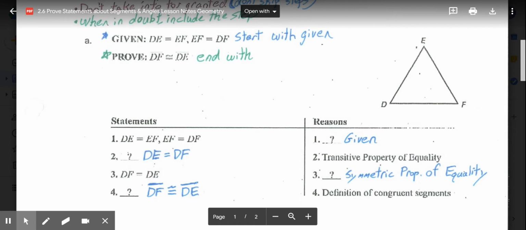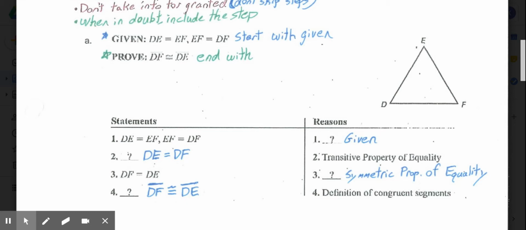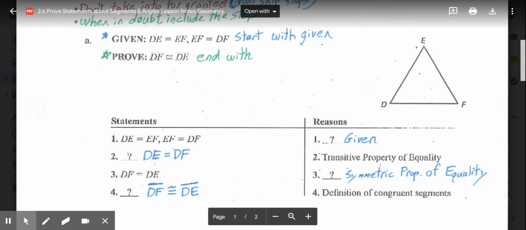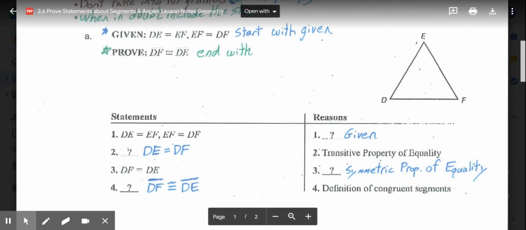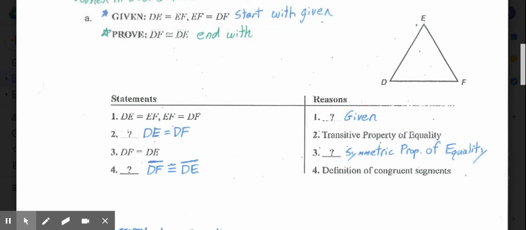Now, each step along the way, I want to get one step closer to my prove statement. My prove statement says that segment DF is congruent to segment DE. So each step along the way, I want to make progress from the given toward the prove. Looking at our two-column proof here, again, we started with step 1, and reason 1 is the given.